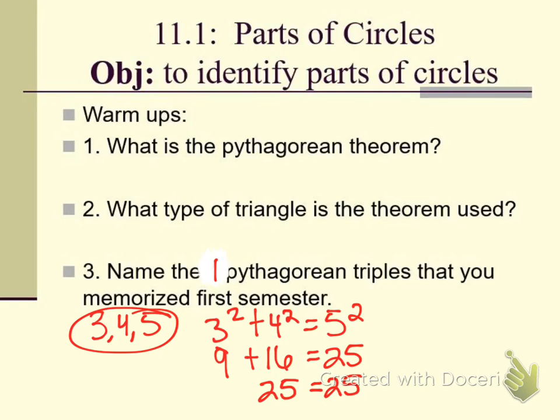You can find more triples by multiplying those numbers by the same number. For example, 6, 8, 10 would be another one. Okay, you can multiply them all by a 3. You could get 9, 12, 15. These are not the only ones, but they are ones that work.